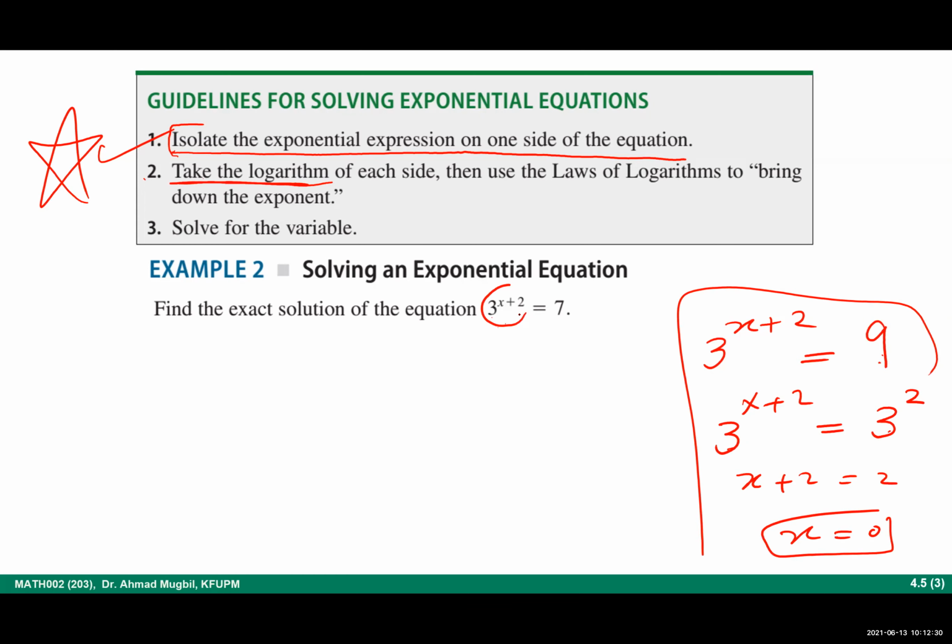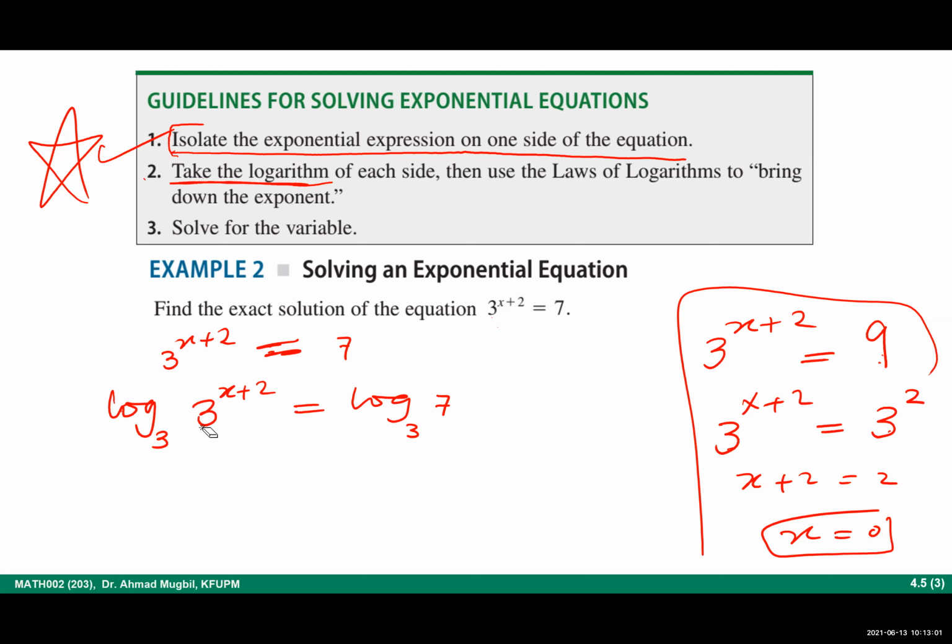Now this is isolated. Step number 1 is done. Step number 2, take the log. What is the best log to take here? We have 3 to the power x plus 2 equals 7. What is the best log to take for both sides? It is the log with the same base, not log 10, but base 3. The best one is 3, and I will show you why it is the best one.